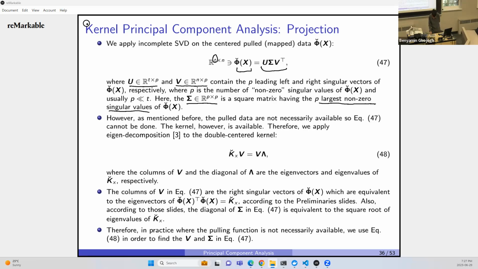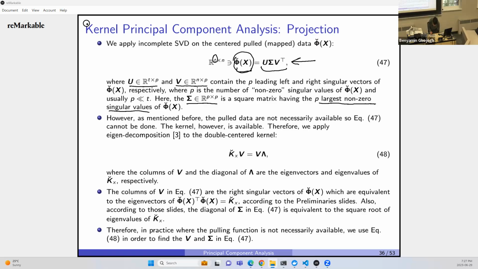Can I calculate equation 47? Guys, when I ask you questions, I expect answers. Please participate. Can I calculate equation 47? Do I have Phi of X hat? I told you when I was talking about kernels that we usually don't have Phi. We have Phi transpose Phi, we have the kernel. So we can't calculate equation 47 because Phi hat is not usually available.